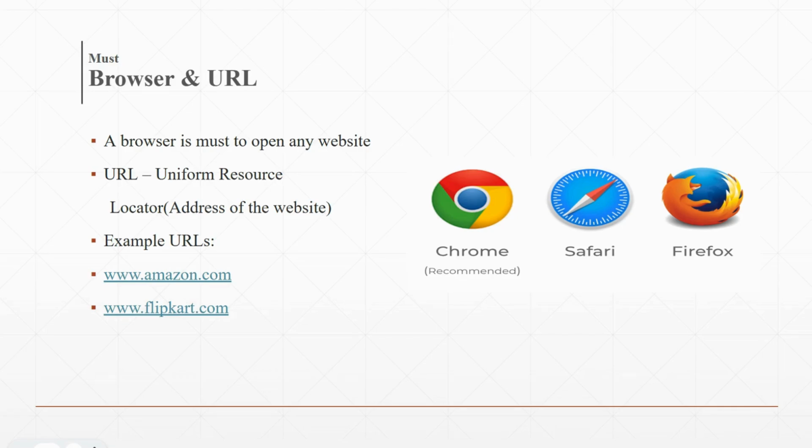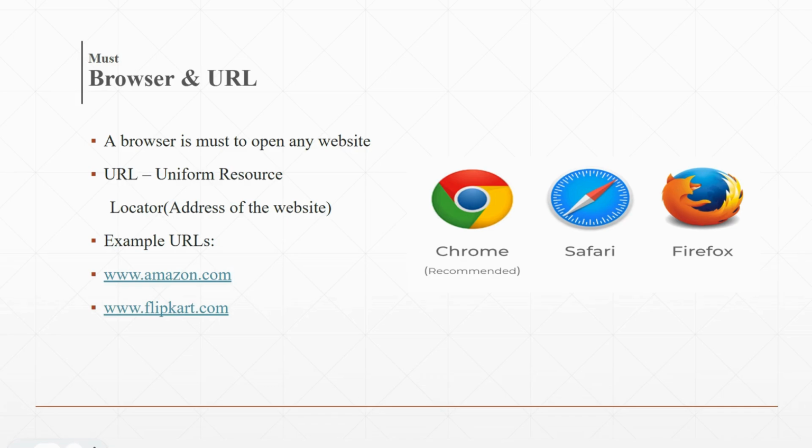So in this way, the amazon.in, the www.amazon.in, that is called a URL. It's like an address for the Amazon website. Similarly, like Flipkart, we will have different URLs which are like an address for the particular website.